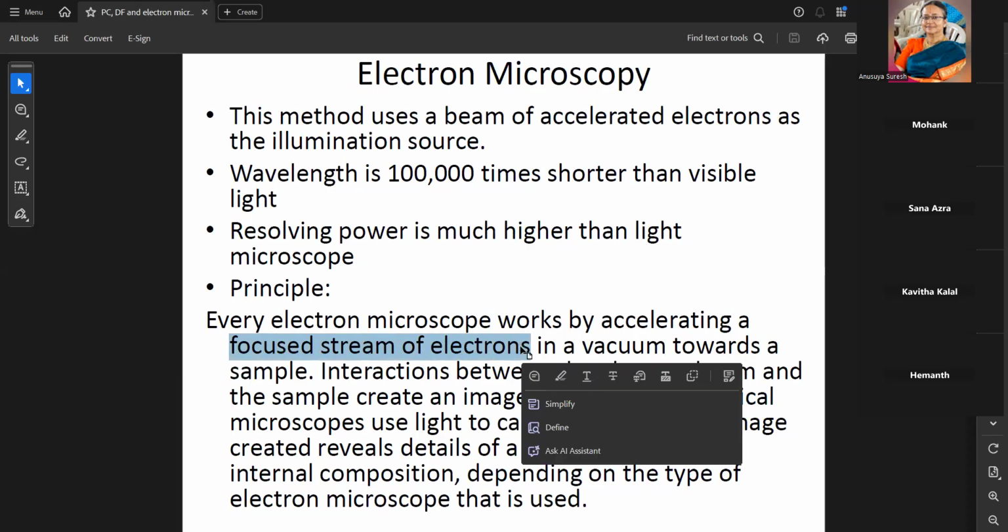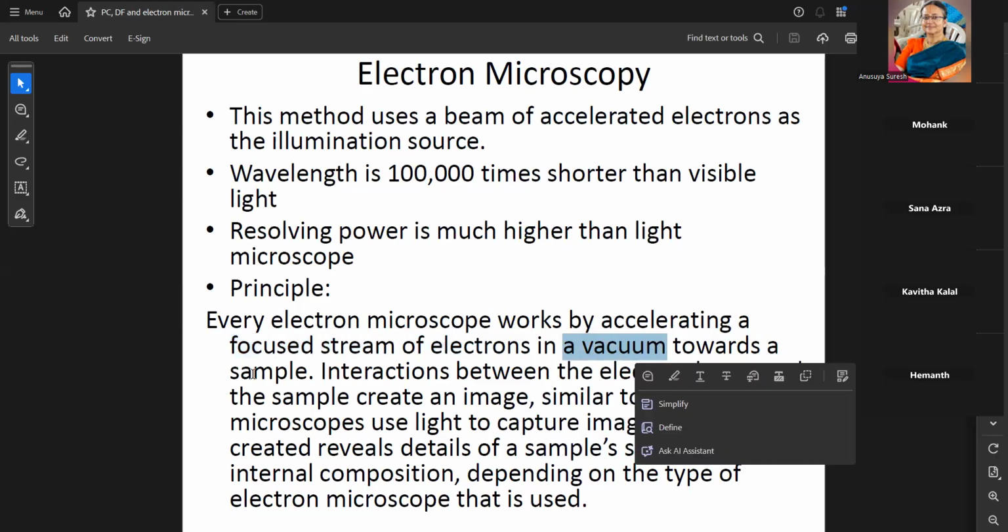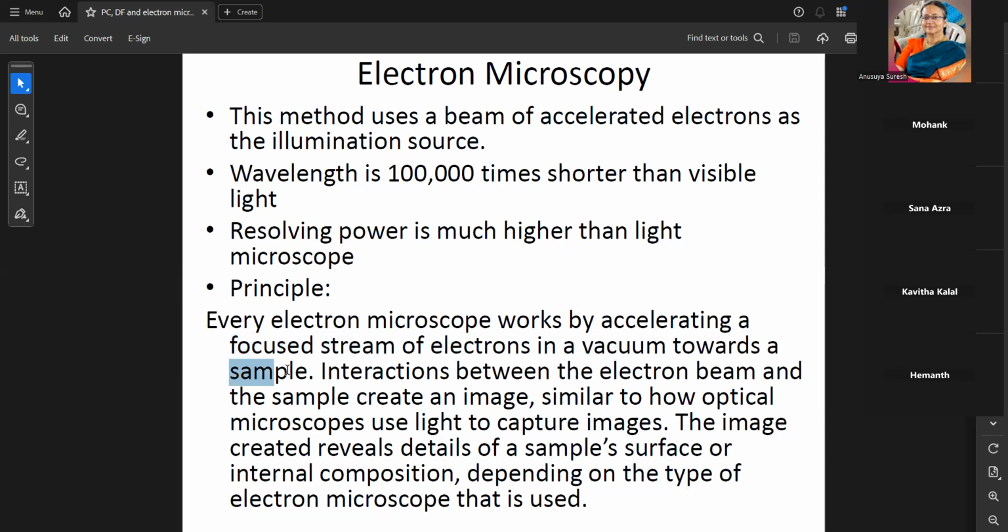So the principle of this is that you generate a stream of electrons. You accelerate a focused stream of electrons in a vacuum towards the sample. Because of that, there will be interaction between the electron beam and the sample, and that interaction forms the image. So in a normal light microscope, the light is interacting with the sample to create the image. Here, the interaction is between the electron beam and the sample to create the image.